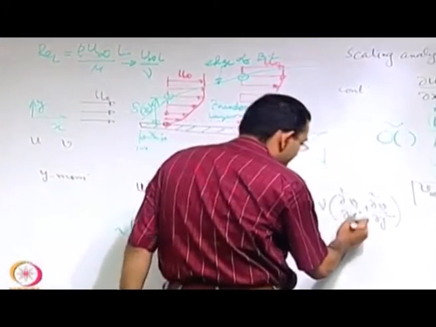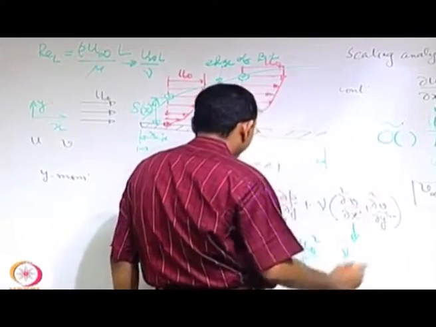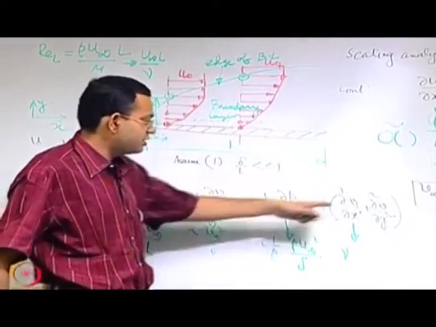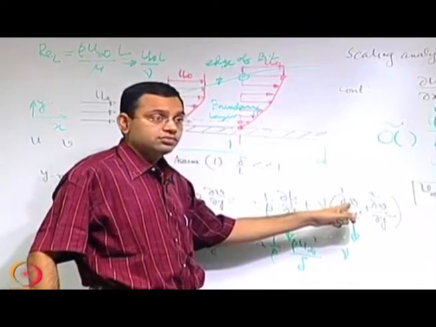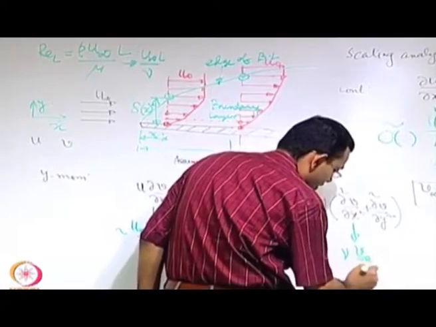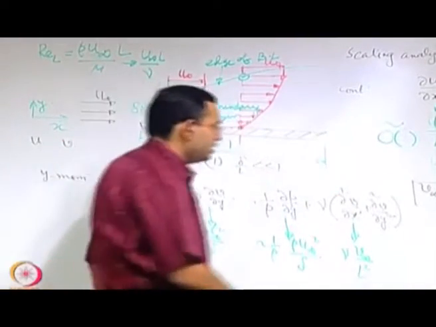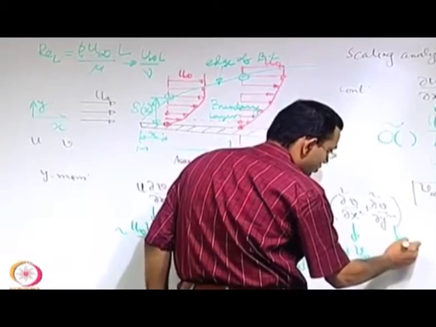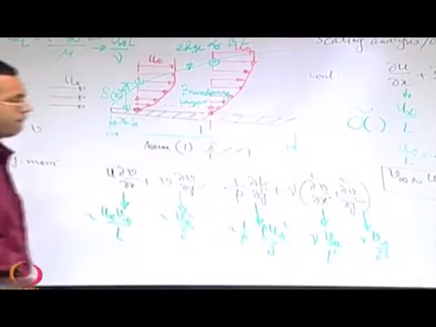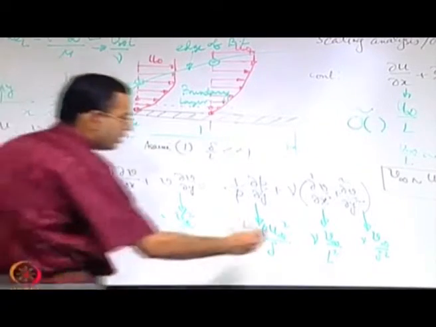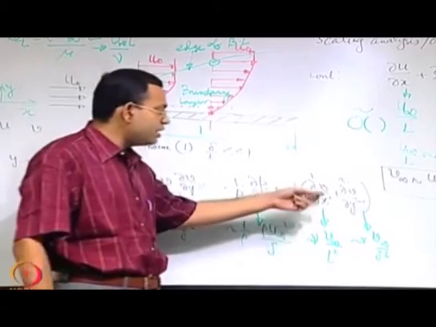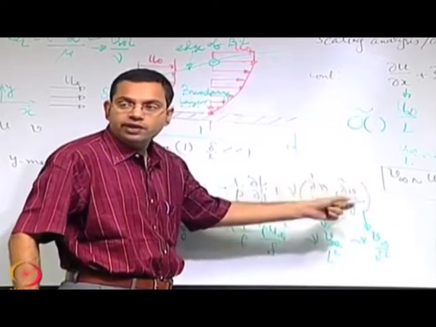These terms, say the first term nu, what is this? You tell me the first term: V infinity by L square, right, and this term is nu V infinity by delta square. All are order of magnitude, because all these terms are like d by dx of dv dx, d by dy of dv dy, like that.